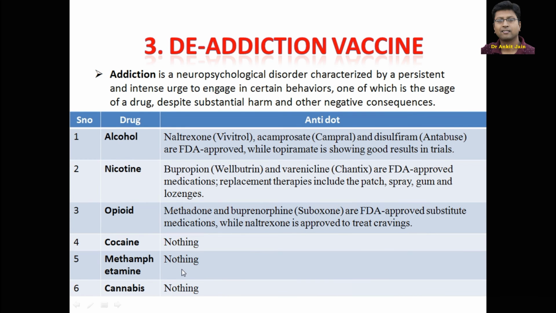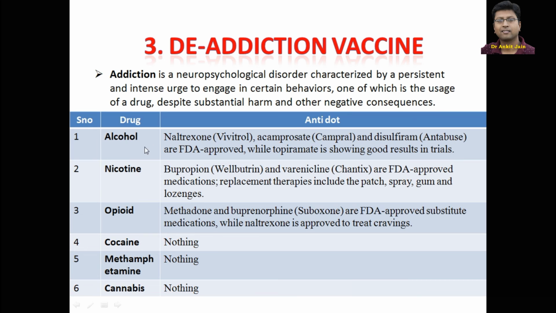Now the third one is the de-addiction vaccine. Actually, what is addiction? Addiction is a neuropsychological disorder characterized by a persistent and intense urge to engage in certain behaviors, one of which is the use of a drug despite substantial harm and other negative consequences. So these are basically the de-addiction vaccines.